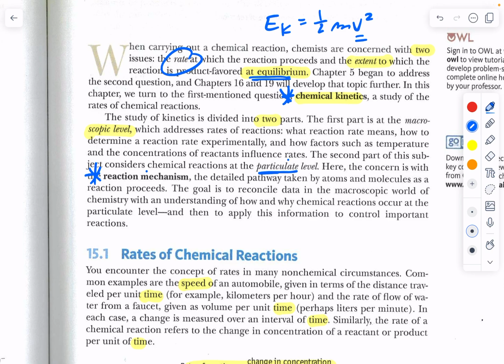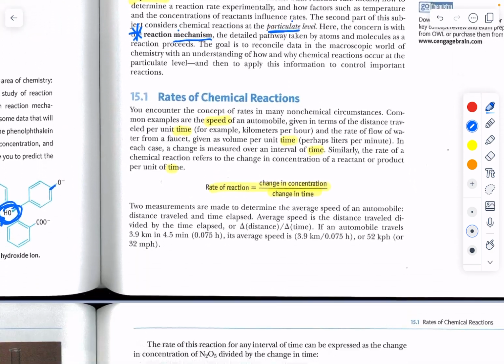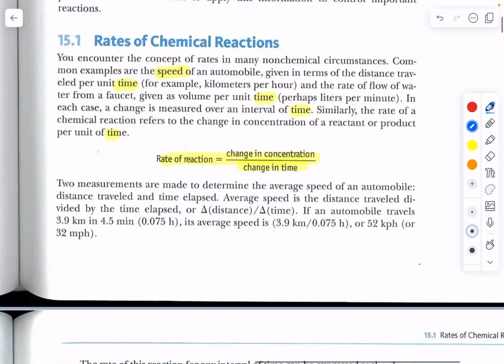It would be a computer-generated video, not an actual video likely, of the particles, and we can see what they are actually doing so we can understand its mechanism. That is to come, and maybe you'll be involved in that. All right, rate. What do we mean by a rate?